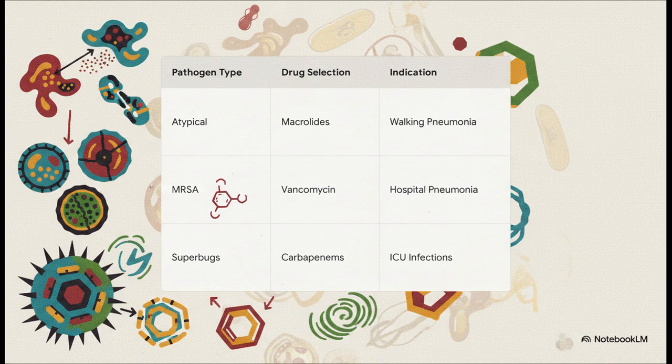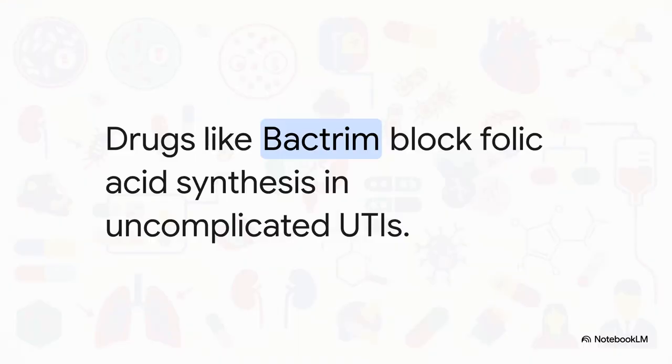that cell wall. And finally, for those terrifying multi-drug-resistant superbugs you find in the ICU, we have to bring out the heavy artillery, carbapenems. These are the broadest spectrum drugs we have, and they are structurally stable enough to withstand the destructive enzymes that these superbugs try to throw at them. But here's the thing. A massive, broad-spectrum hammer isn't always the right answer. Sometimes the most elegant solution is actually just a little bit of sabotage.